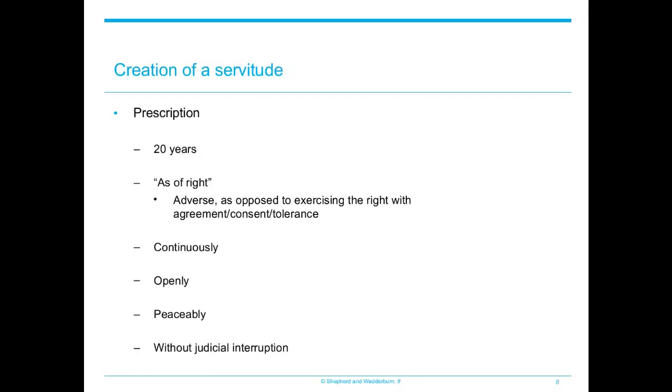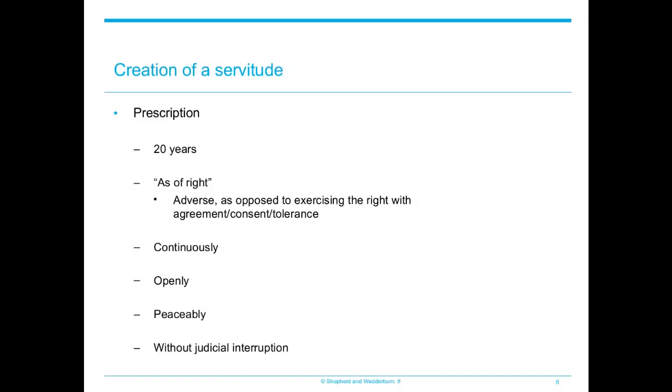This could be based on a defective deed, or more commonly just on use. The requirement for this to be exercised as of right has been a point which the courts have really had difficulty in defining. But the generally held view is that this is a requirement for the possession to be adverse as opposed to exercising a right with the agreement of the burdened proprietor.